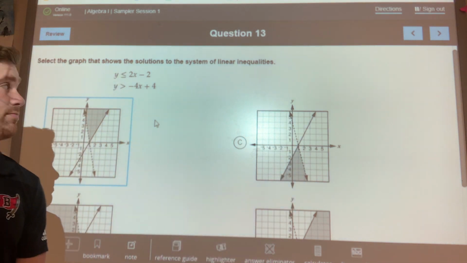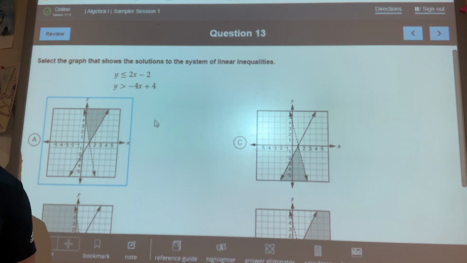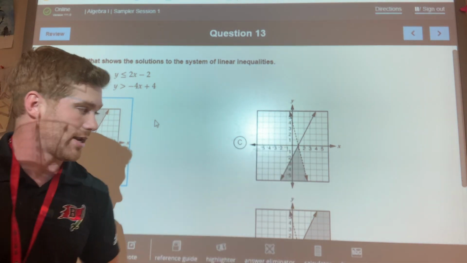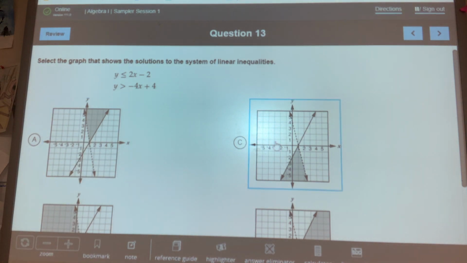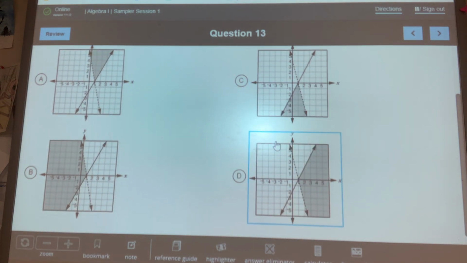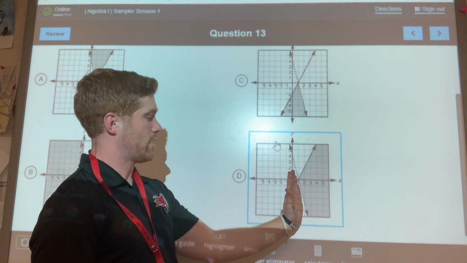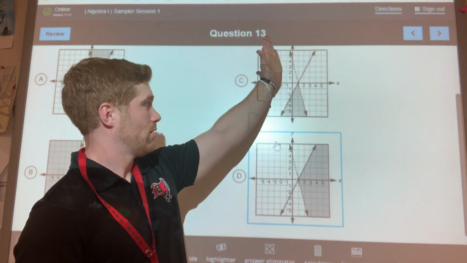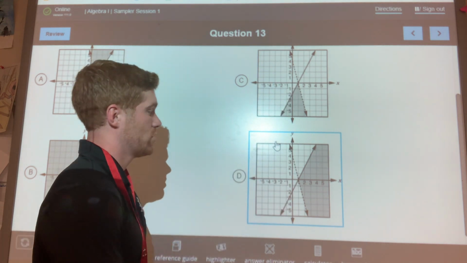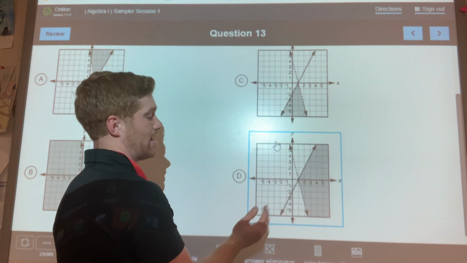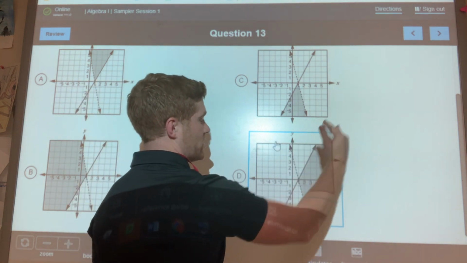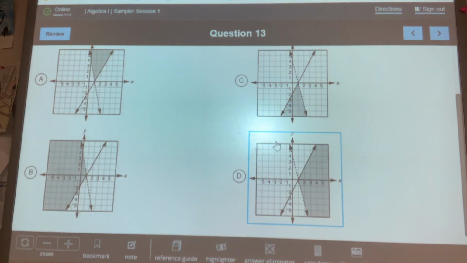Here's the kicker. It has to be greater than. Okay, so there's no equal to, so it's a dotted line, and these both have dotted lines. But the kicker is this one is shaded above and this one is shaded below. Okay? So again, we're looking for a line that's shaded below this one and shaded above this one. So it has to be D.